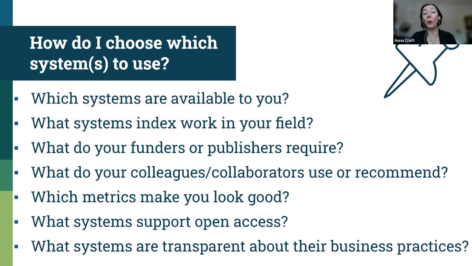So the more of your stuff and the more of the citations that are available in a certain system means that you're probably going to have better metrics. And it's fine to make decisions based on that as well. Open access may be a consideration for some people, as well as business practices. So we'll talk just a little bit about that in terms of the for-profit or nonprofit aspect of some of these systems and what some of them may be doing with data.